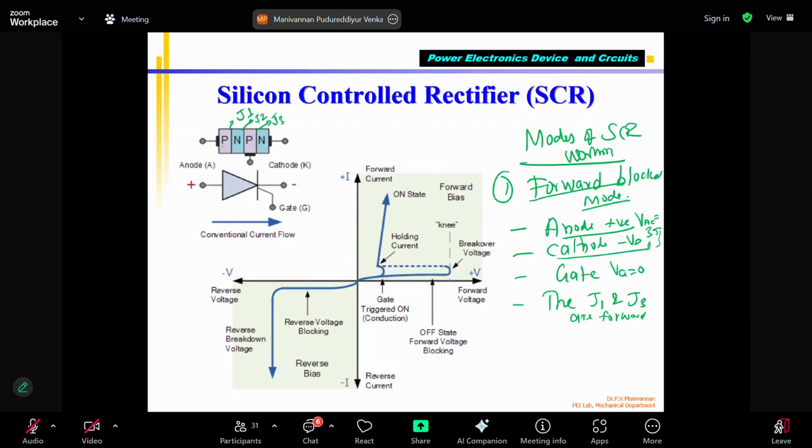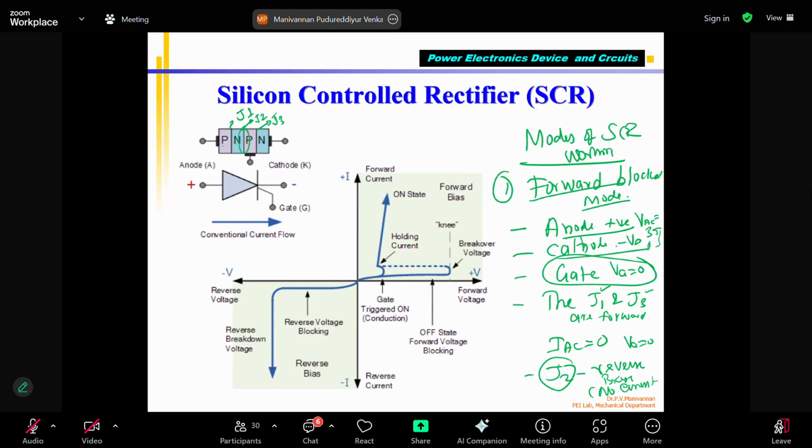Blocked means stopped. Why do we say blocked? Even though we give positive voltage at the anode with respect to the cathode, IAC will be 0. Why? Because my VG is 0. Please note that J1 is forward biased and J3 is forward biased; of the 3 junctions, 2 are forward biased. Still, J2 is reverse biased. Correct? With the J2 junction reverse biased, no current flows. That is what the gate controls. You can see that this junction is blocked when VG equals 0. That is called the forward blocked condition.